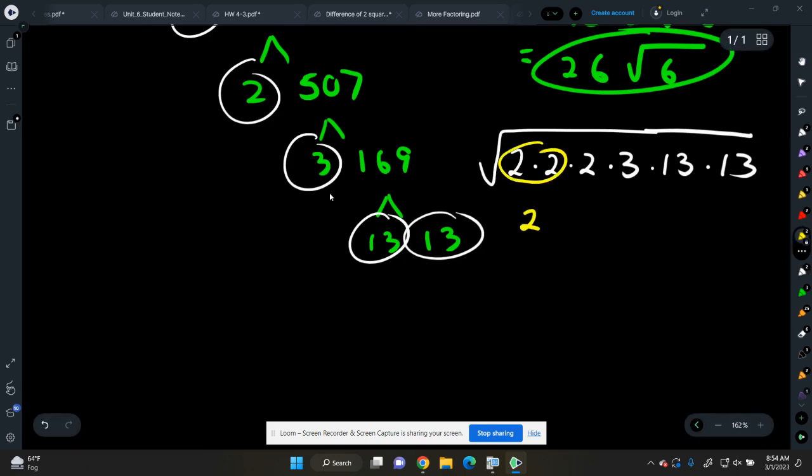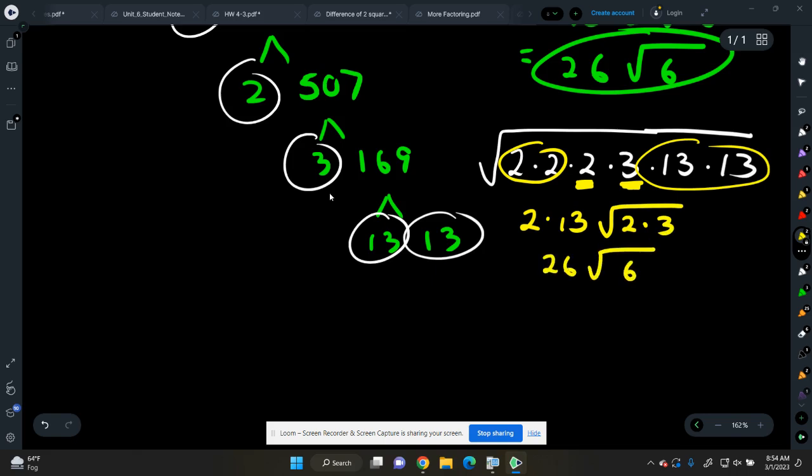There's a pair, so that 2 comes out. There's no pair here, so he stays on the train. He doesn't have a friend. The 3, that doesn't have a friend. It stays on the train. Here I have a pair, so that comes off the train. Right, so what's left inside? 2 times 3. Outside, we have 26. Inside, we have 6. Okay, so that's the other method. Okay, you can play around with it and see if you can find perfect squares, or factor it down to the prime numbers and then grab the pairs and bring them off the train.